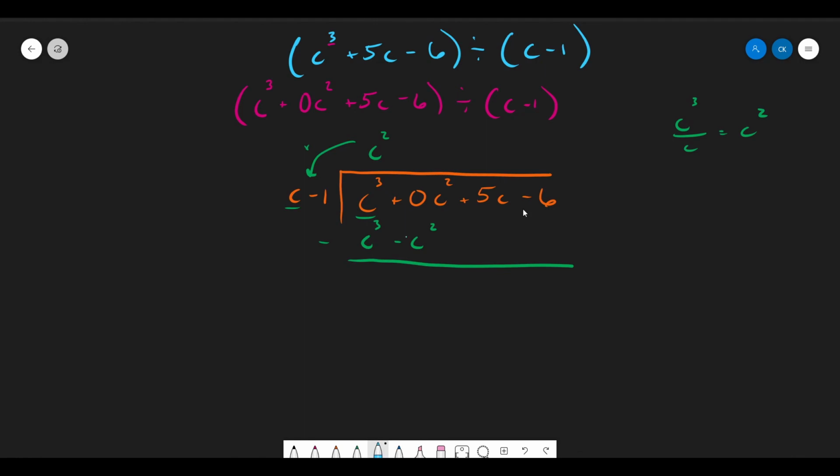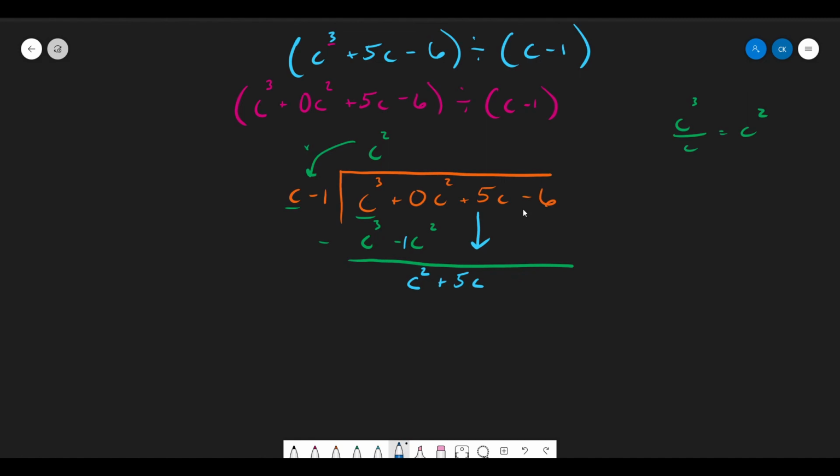0 c squared minus negative c squared. Remember, this is a coefficient of 1. So we're really saying 0 minus negative 1. That's going to be a positive 1 c squared. I bring my next term down. Only the next term. Don't bring them all down. Even if you bring them all down, it's really not a big deal, but only bring the next one down. It makes it easier.